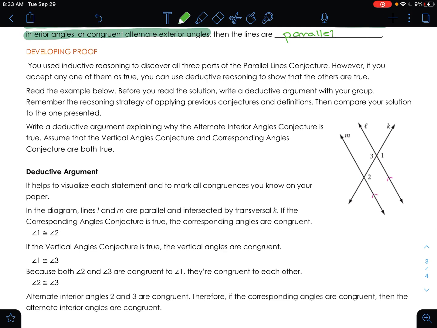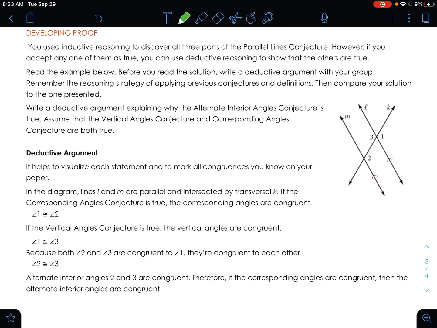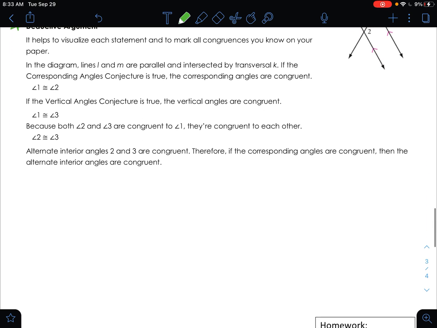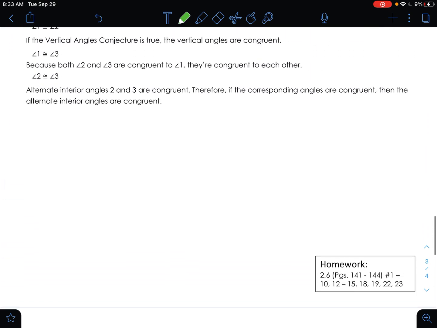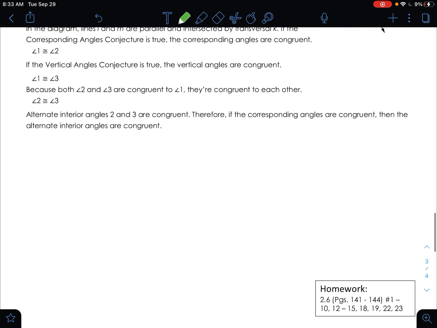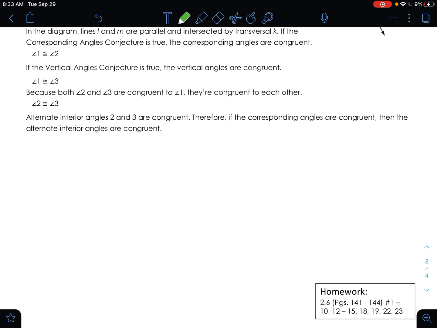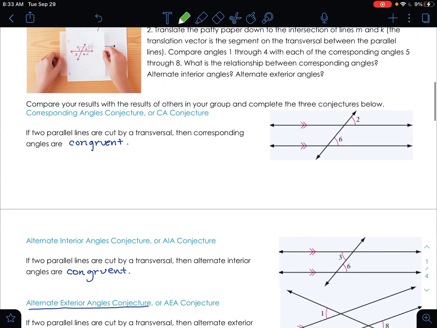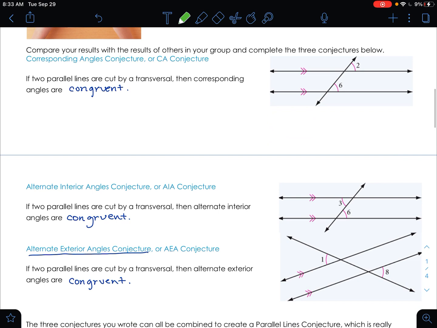Okay? So you can read through this. We are not going to develop the proof ourselves like we have been. I have it written out for you here, so you can read through it if you're interested in how we prove that conjecture is true, but we are not going to take time to do that right now. So that is the end of the notes. Again, the important thing that you should take away is that corresponding angles are congruent. Alternate interior and alternate exterior angles are congruent.